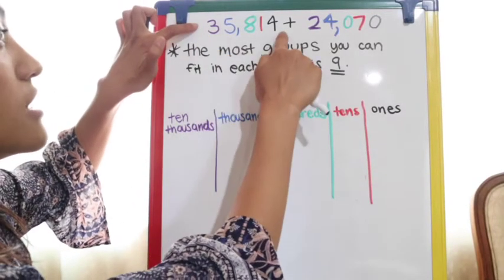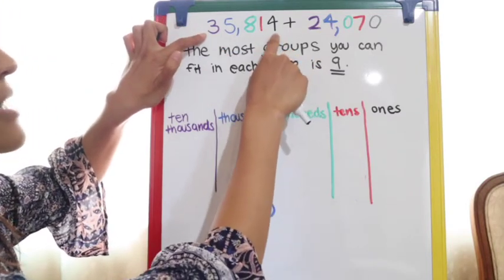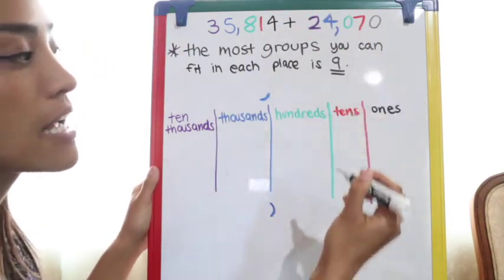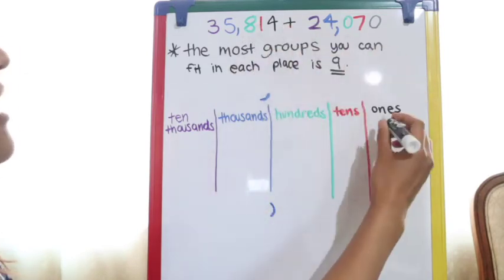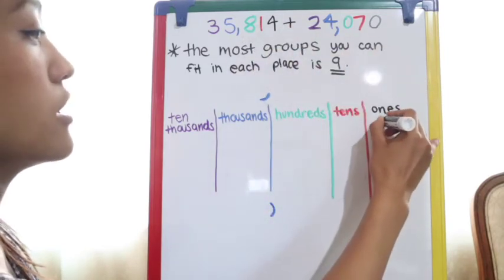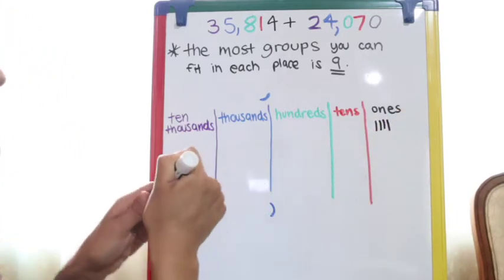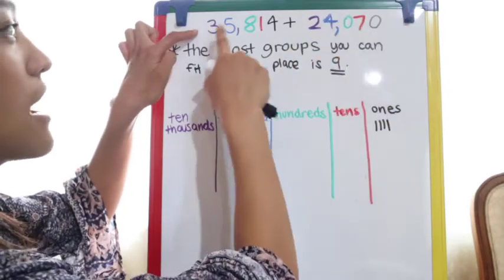Alrighty, let's start off super easy with the ones place. So I'm going to take a look at this number first. How many do we have in the ones place? Right here in black. That would be 4. So I'm going to use lines to represent the amount of groups. So right here we have 1, 2, 3, 4. Awesome. Once again, we're taking a look at this number, so ignore this number for right now.